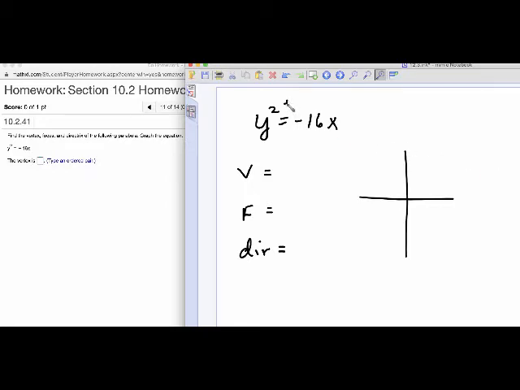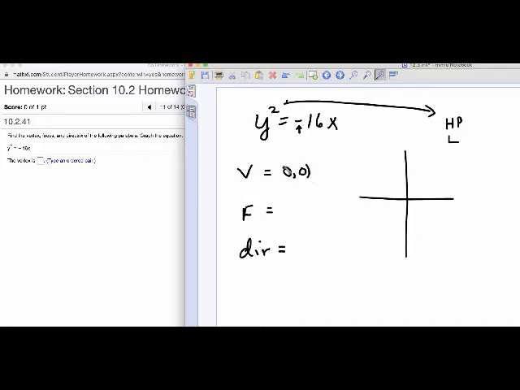Because it is y squared, it is a horizontal parabola. Y squared is a horizontal parabola. Also, because that coefficient is negative, it is going to be facing left. And there's no h and k, there's no parentheses here. My vertex is 0, 0.